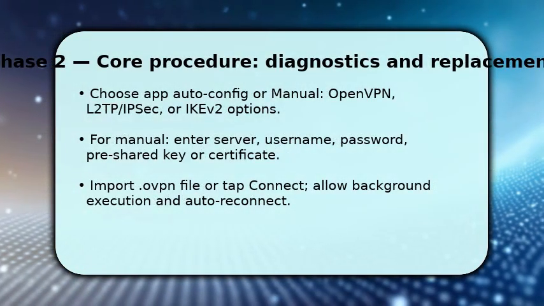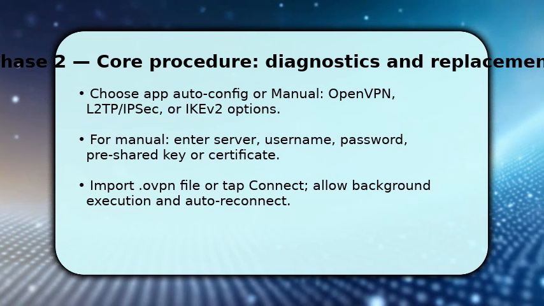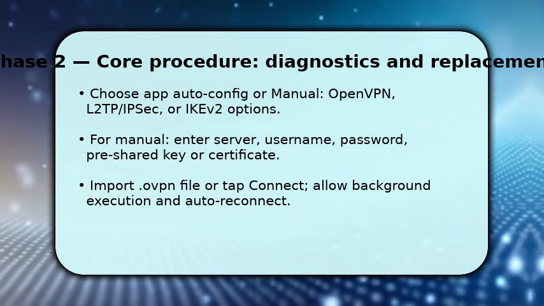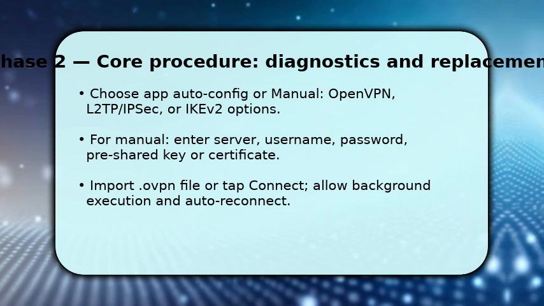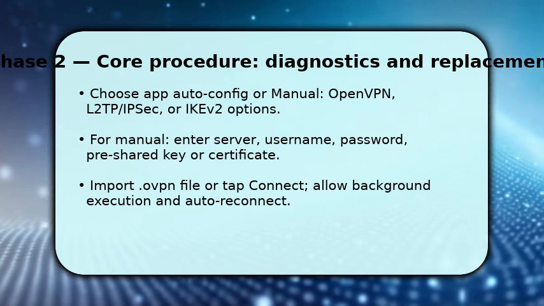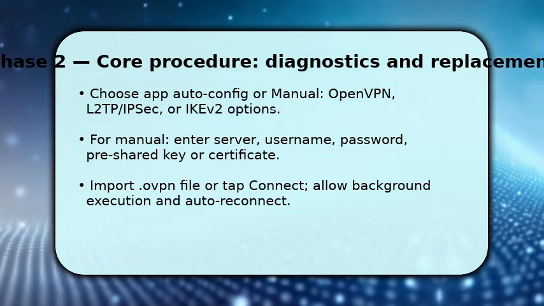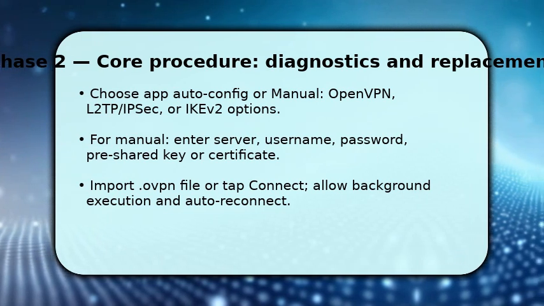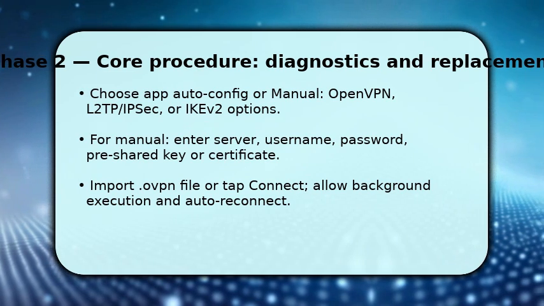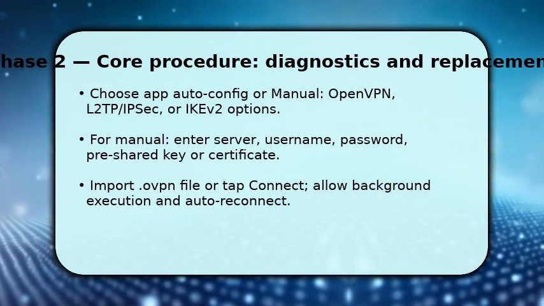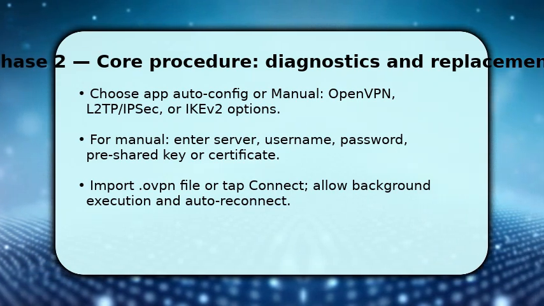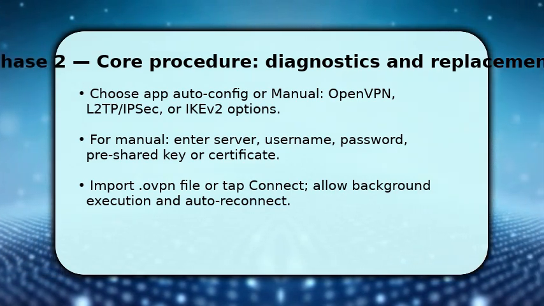Once the app is ready, decide whether to let the app auto-configure or set up a manual profile. If using manual, pick the protocol: OpenVPN for flexibility, IKEv2 for speed, L2TP/IPsec for legacy support, then enter the server address, credentials, and any pre-shared key or certificate. After importing an OVPN file or saving the profile, tap Connect. Make sure the app is allowed to run in background and enable auto-reconnect, so the VPN resumes after network changes.